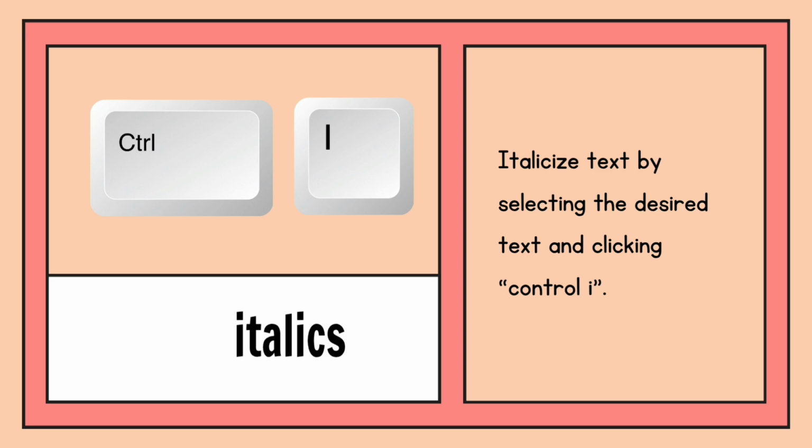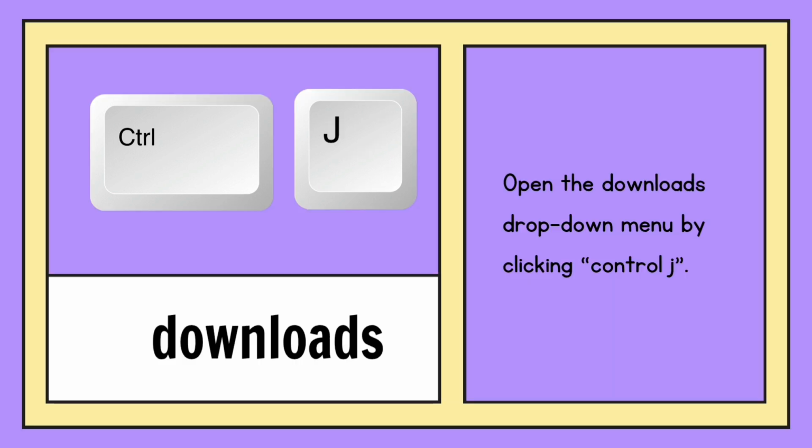Ctrl plus I, italics. Italicize text by selecting the desired text and clicking Ctrl I. Ctrl plus J, downloads. Open the downloads drop down menu by clicking Ctrl J.